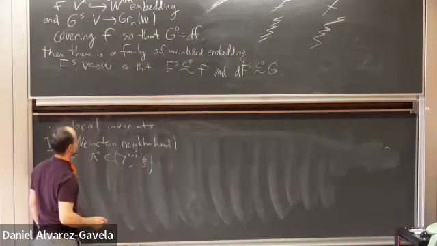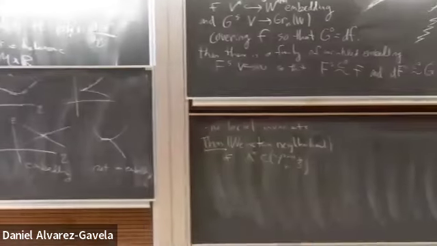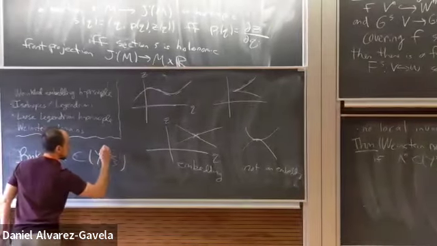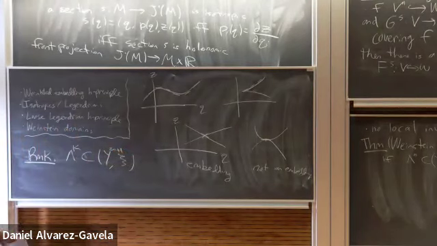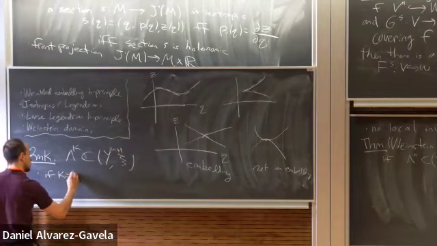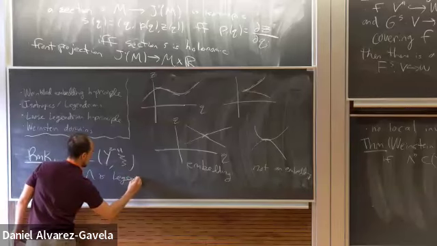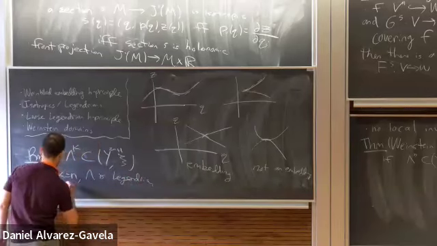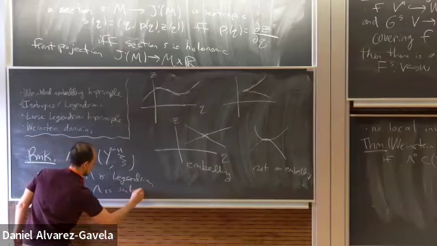I should say before I move on, let me just make a remark over here. If we have an isotropic in a contact manifold, as Danny said, if k is equal to n, lambda is called a Legendrian, and if k is less than n, we're going to say lambda is subcritical.